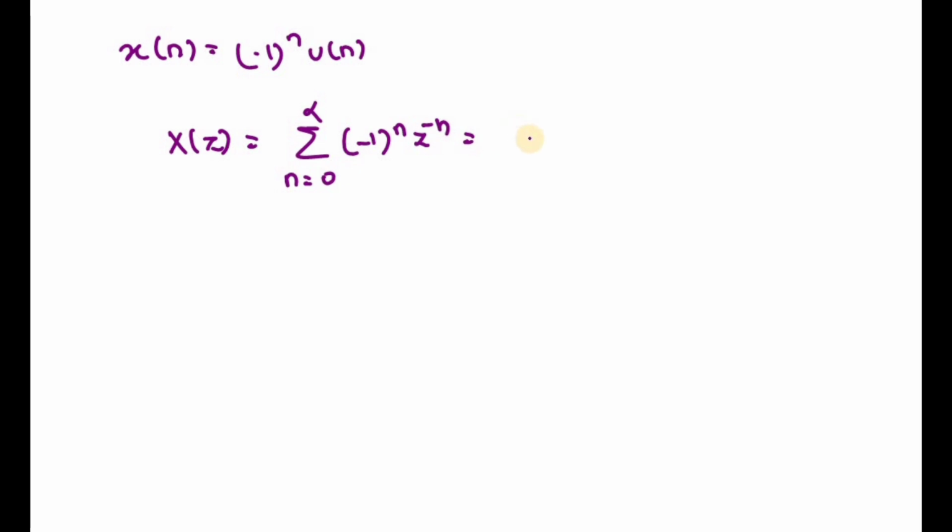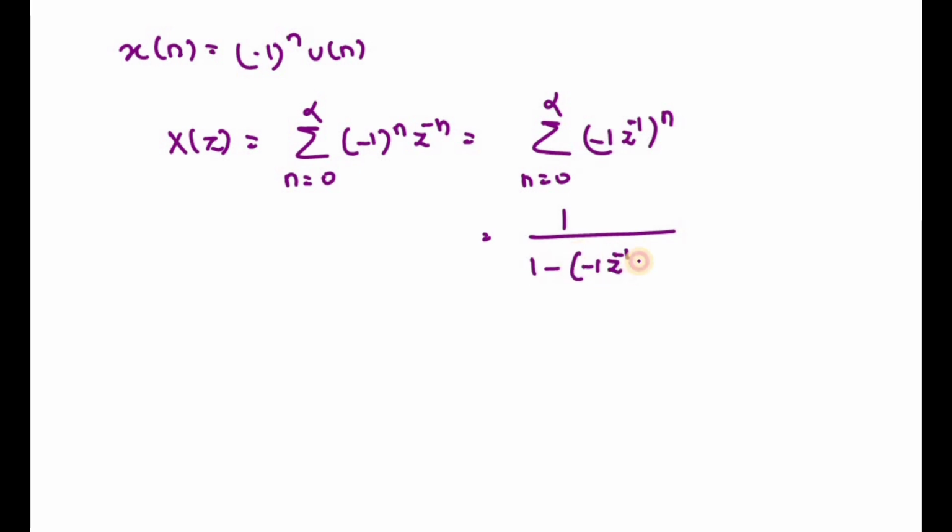So I can write it as summation n is equal to 0 to infinity of minus 1 z power minus 1 the whole power n. So what is the formula? 1 divided by 1 minus minus 1 z power minus 1. So this I can write as 1 plus z power minus 1. So here we know that 1 plus z power minus 1 should be greater than 0. So I can write z power minus 1 is greater than minus 1. Okay, so this I can write as 1 by z is greater than minus 1.